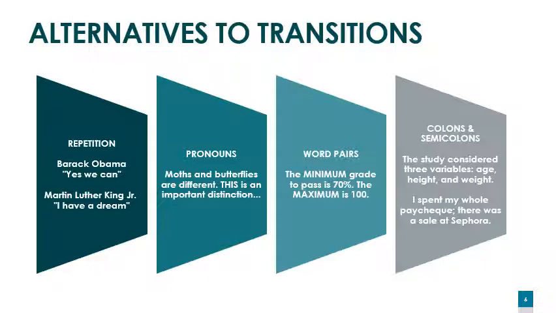Similarly, with semicolons, we might have a sentence like this: I spent my whole paycheck; there was a sale at Sephora. In this case, we could have used a word like because, or I spent my whole paycheck as there was a sale at Sephora, to show that there's a cause and effect relationship there. However, the semicolon, showing that these two independent clauses are related, is functioning in the same way. It's implying that there's a relationship between these two sentences. So the spending of the whole paycheck is presumed to be related to the sale at Sephora.